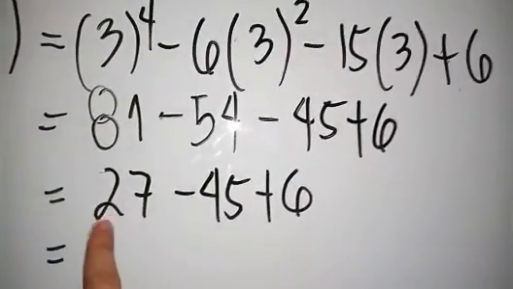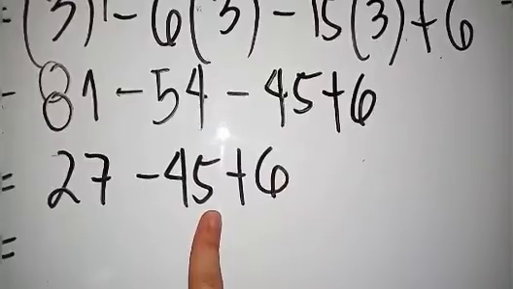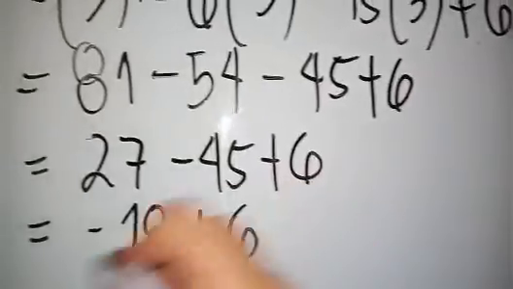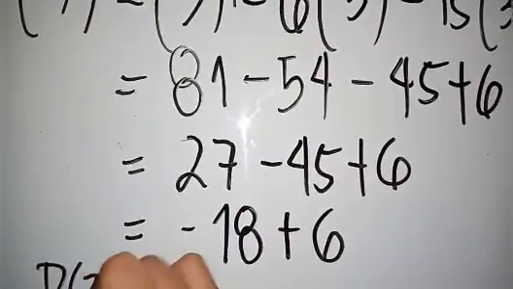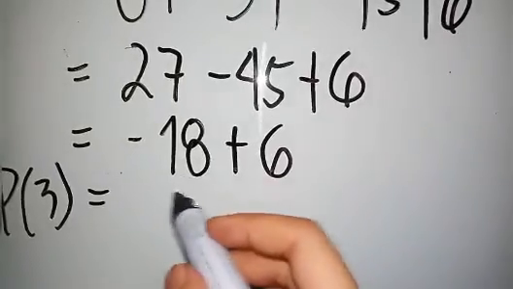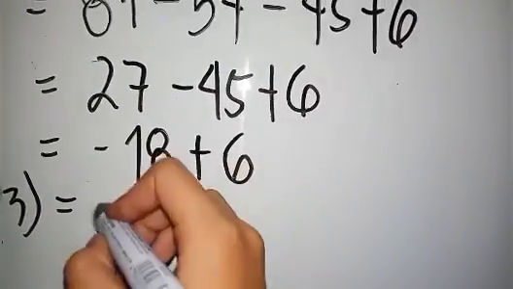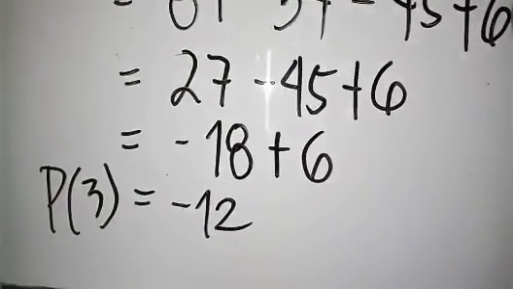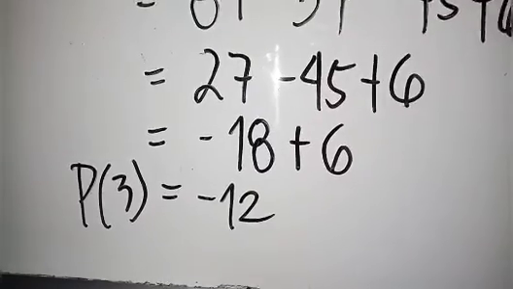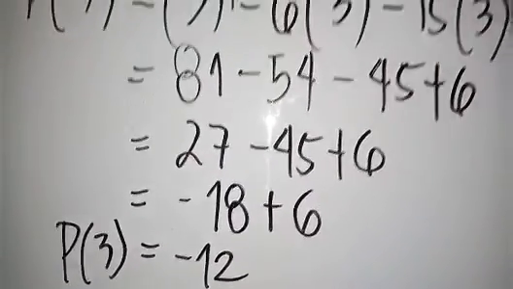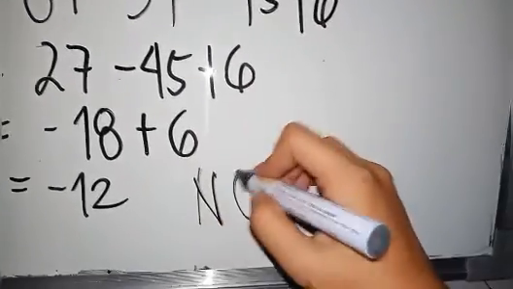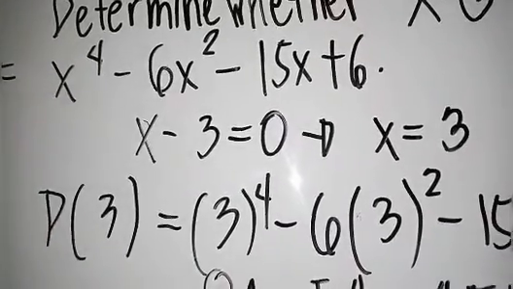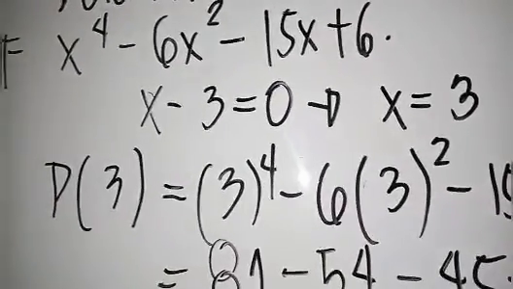So, next is 27 minus 45. It will give us negative 18 plus 6. So, yung ating p of 3 will be negative 18 plus 6, which will give us negative 12. So, yung ating p of 3 is not equal to 0. So, x minus 3 is not a factor of x raised to 4 minus 6x squared minus 15x plus 6.